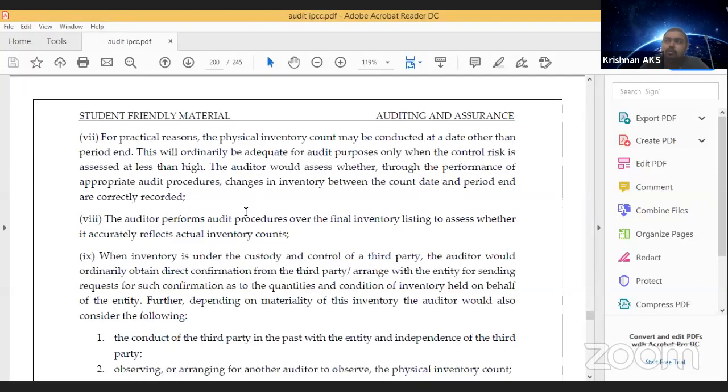If the physical goods and the books get tallied as on May 31st, then if you add the sales and reduce the purchases till April 1st, obviously it will match with 31st March also. Can you understand? Okay, yes, sir.